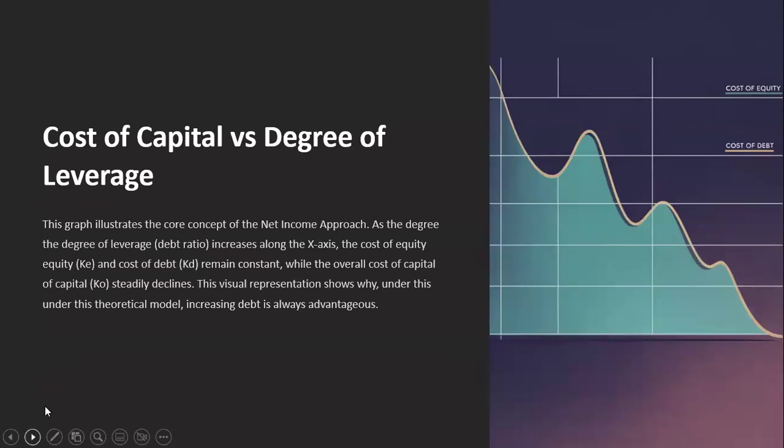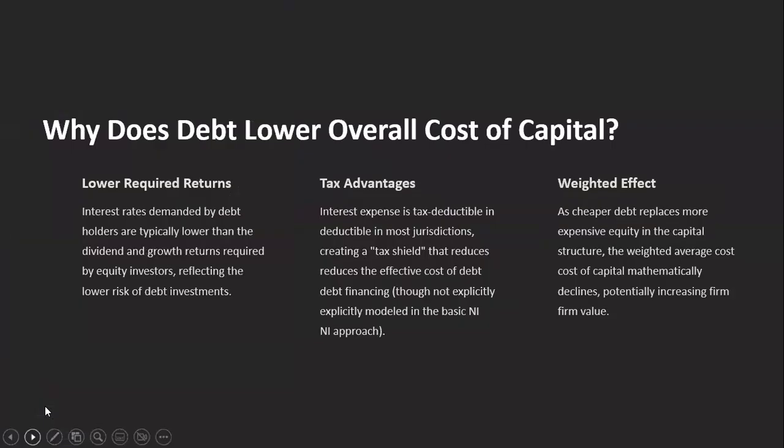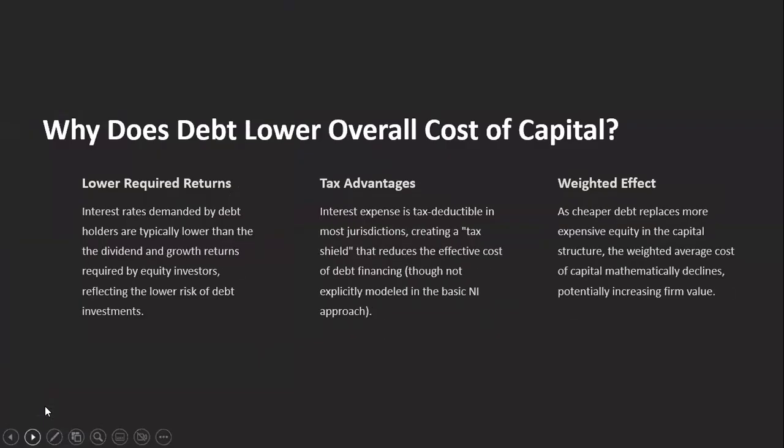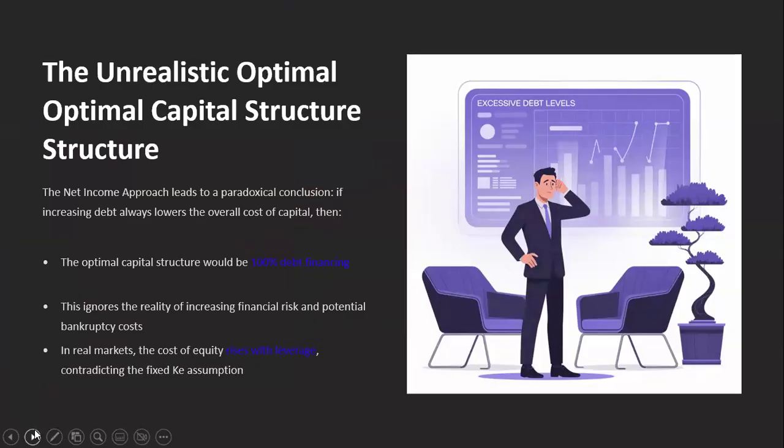Now, this is just a graphical illustration. So I move further. Let's understand how this works. In case, why does debt lower overall cost of capital? Because it required less returns, you have less tax, and similarly, less weightage is given to the borrowed capital. So, as I explained, my capital structure will be optimum if I have more debt.